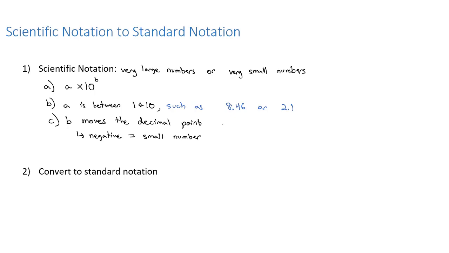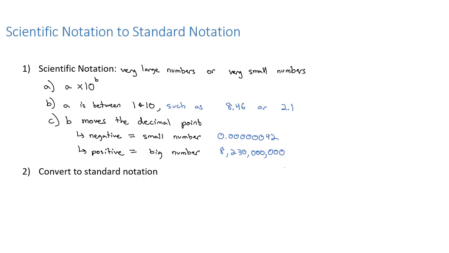It might be a number like 0.00000042. Really, really small number. That's going to result in a negative b exponent. If the exponent is positive, that means we're dealing with a big number. For example, it might be 8,230,000,000. That's going to result in a positive exponent because we want to have a big number.